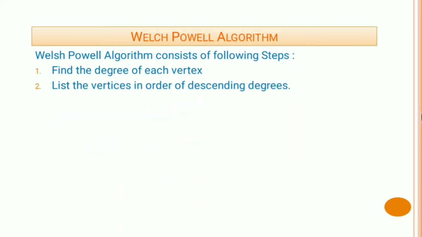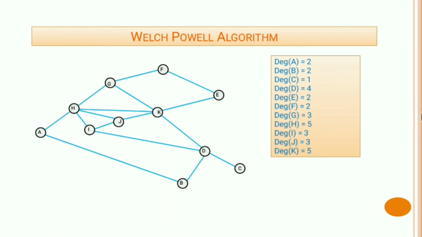Step 2 is to list the vertices in order of decreasing degree. So we'll write the vertex which has the highest degree first. So among these, which vertex has the highest degree? H has the highest degree 5 and K has the highest degree 5. So H and K we'll write first. After H and K, degree 4. Which vertex has degree 4? Only D has degree 4.